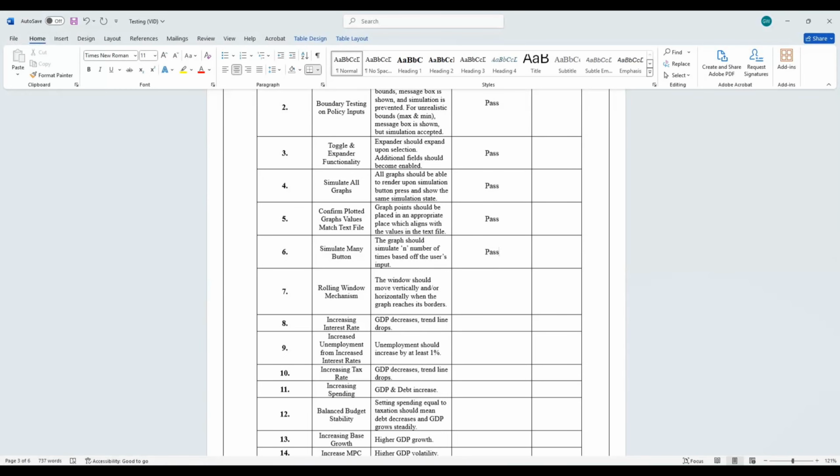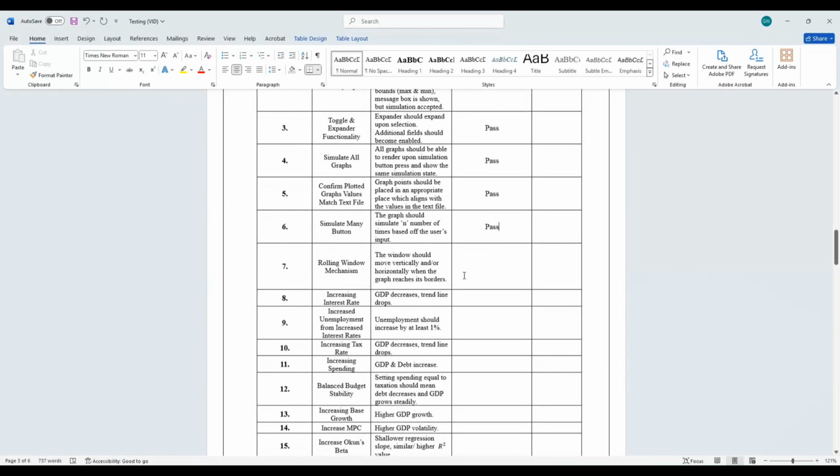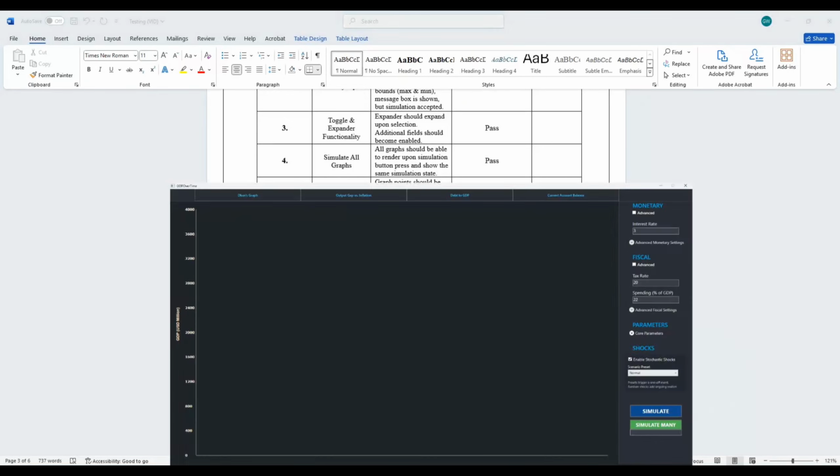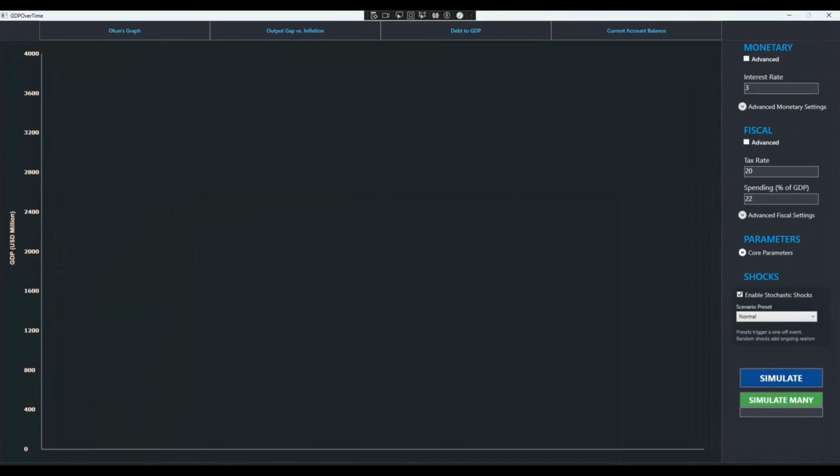The next test is the rolling window mechanism. So the window should be able to move vertically and horizontally when the graph reaches its borders. So what I mean by this is that you can see that the current max amount of points that can be displayed at any one time is 10. So if we simulate 10 years, we have 10 points.